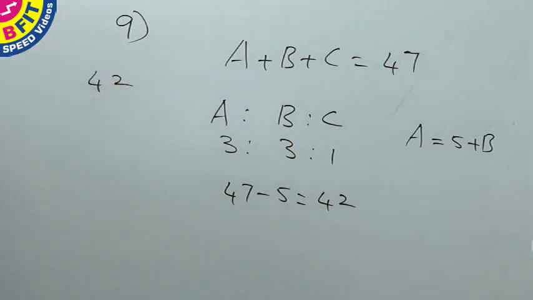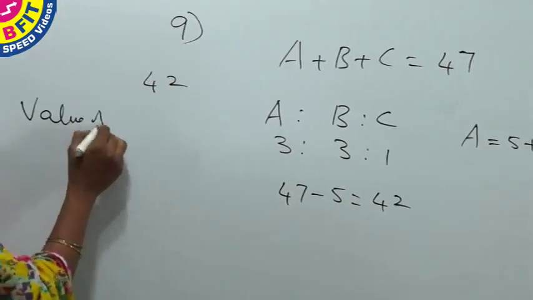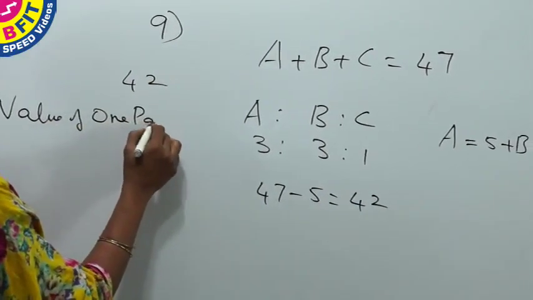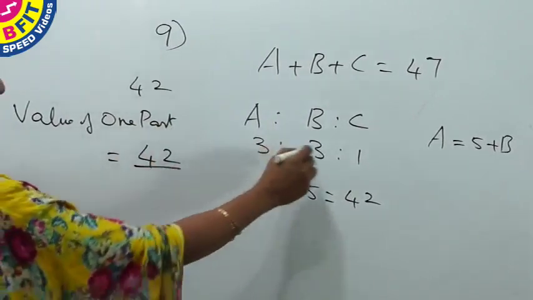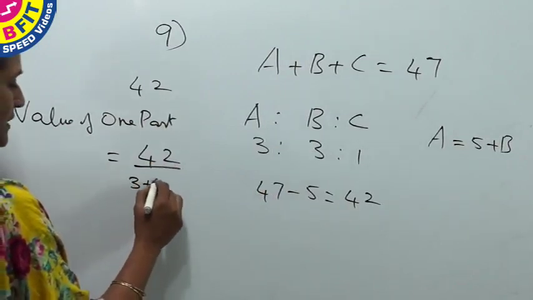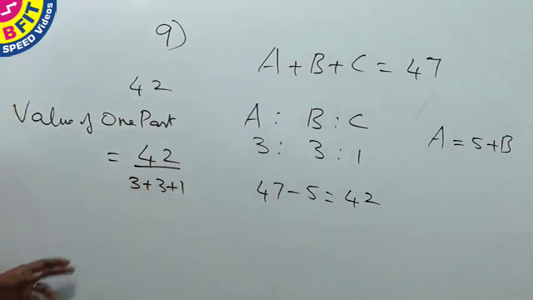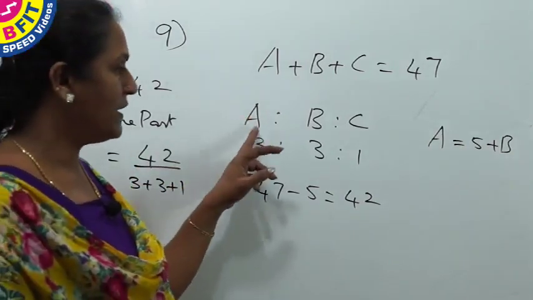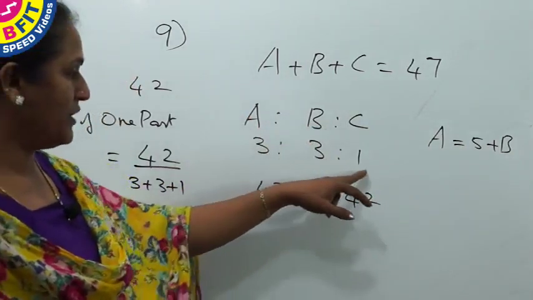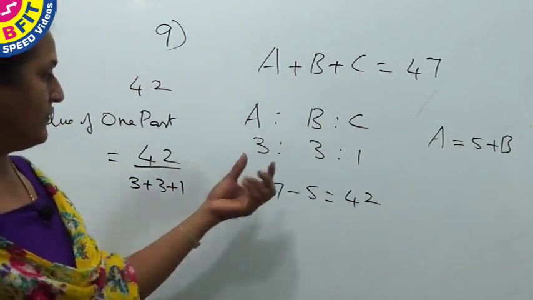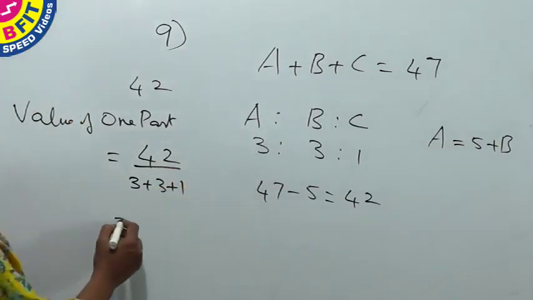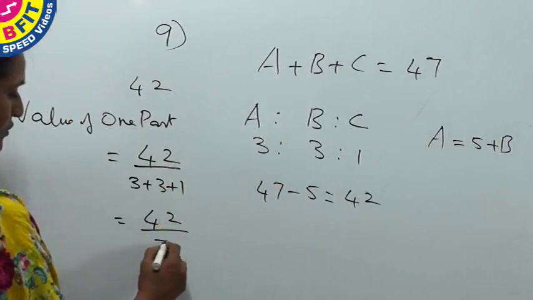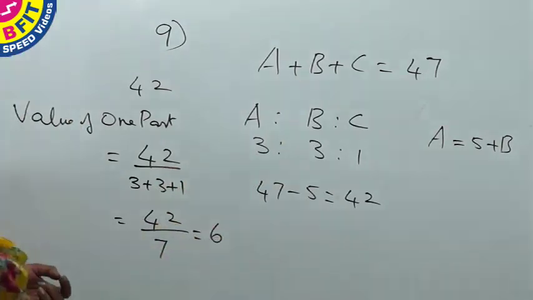So to get the value of one part, total ages by sum of the ratio, so 3 plus 3 plus 1. Suppose in the question they had compared A with C, then we would write the same ratio which we have written for C. Here we are comparing A with B, so the same parts for B are written for A. So 42 by 7, 6. So the value of one part is got as 6.